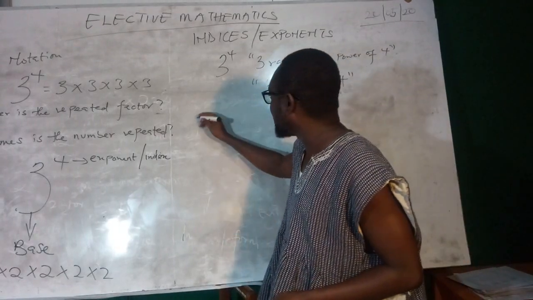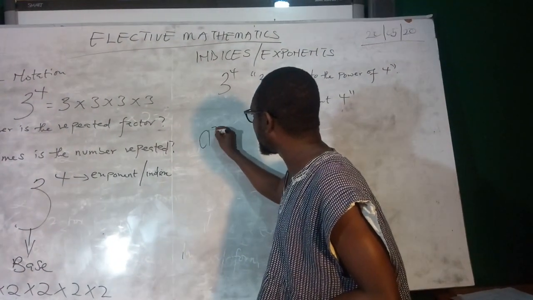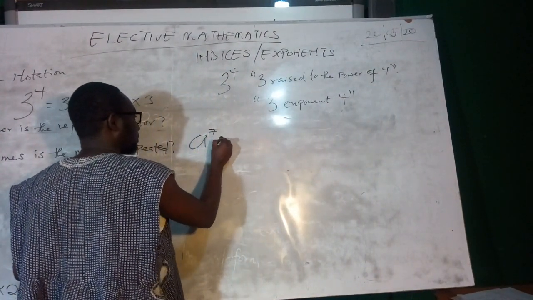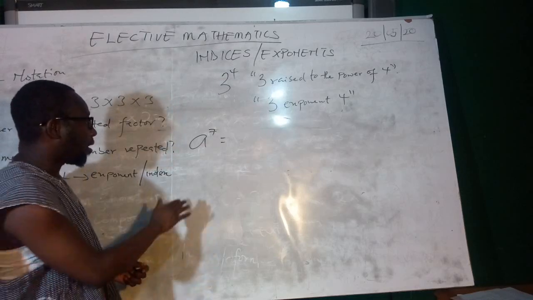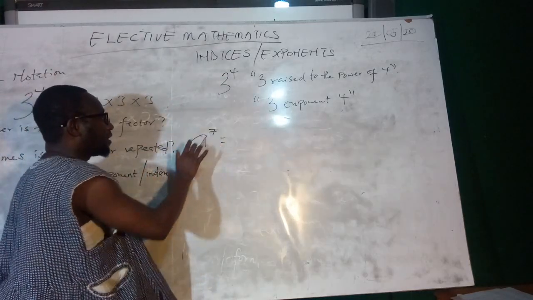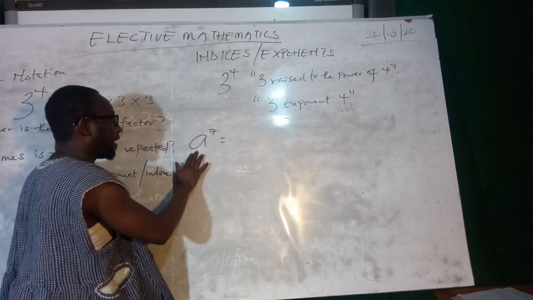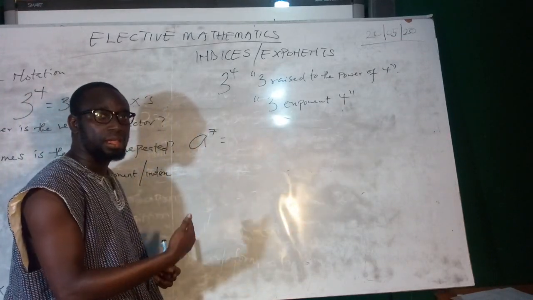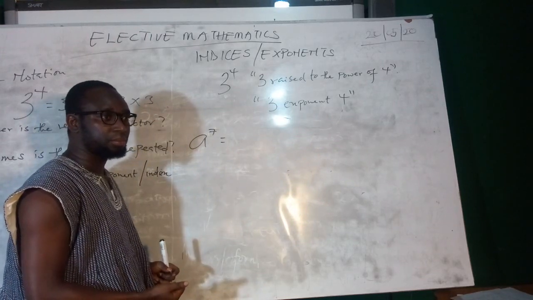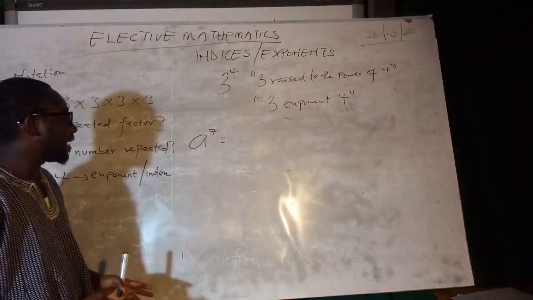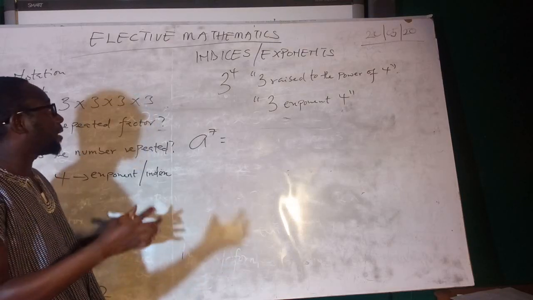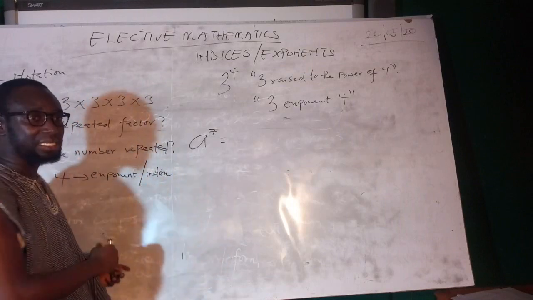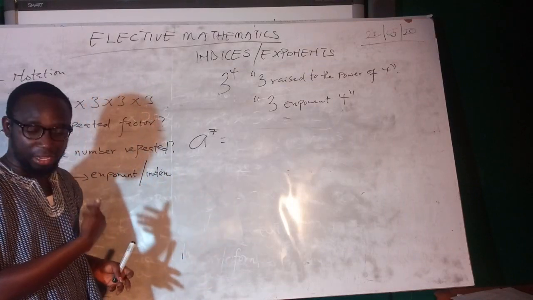Now, how do you read this? A is our base, 7 is our index or our exponent. So this is read A raised to the power of 7 or A exponent 7. Now, with all these said, we can formulate some rules and properties governing indices. So let's look at the rules and laws of indices.